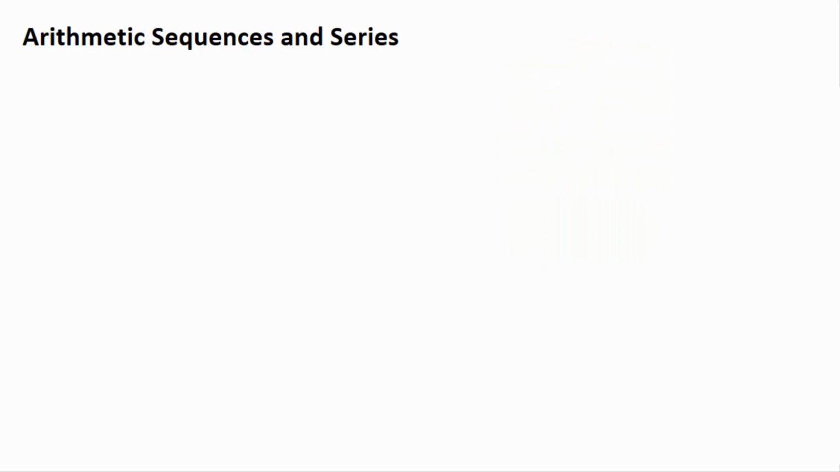So the name of the game in this section, we're talking about arithmetic sequences and series. We've got two goals. Goal number one is to find the nth term of an arithmetic sequence. Now what that really means is you want a formula for the nth term where n could be a counting number, 1, 2, 3, 4, and so on.